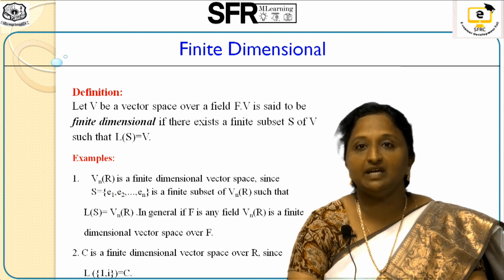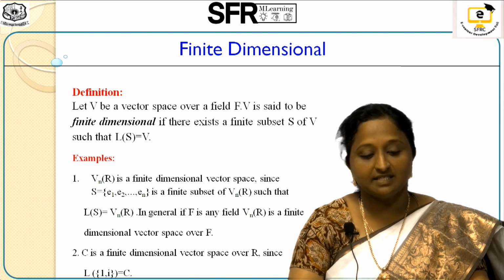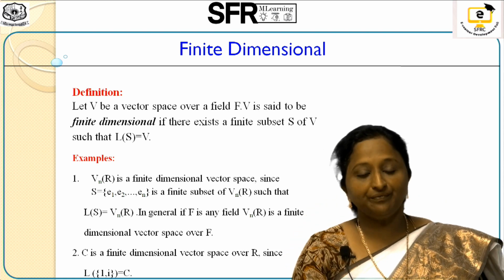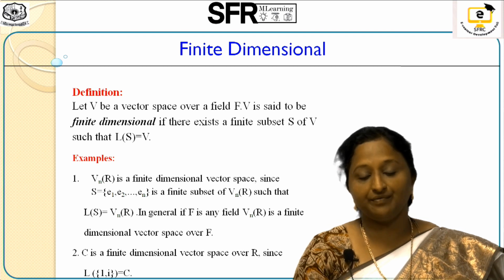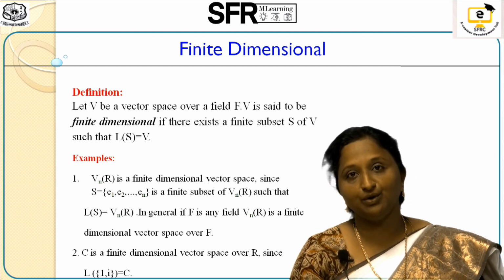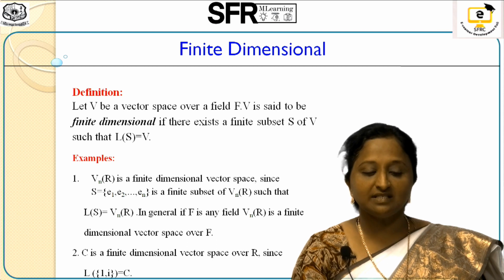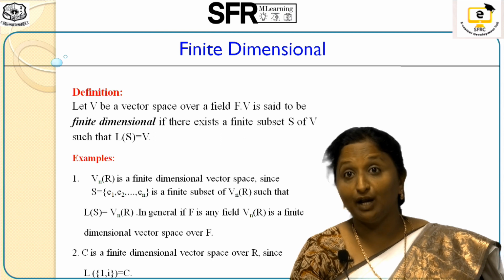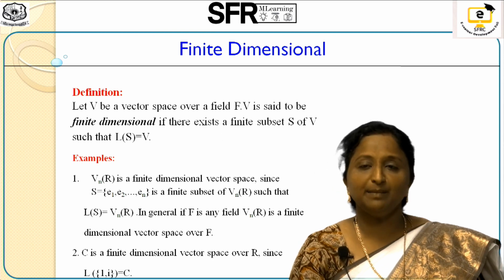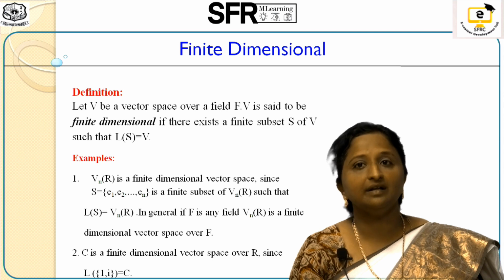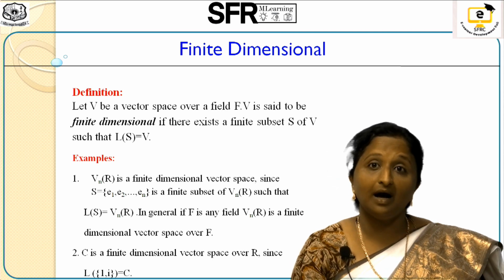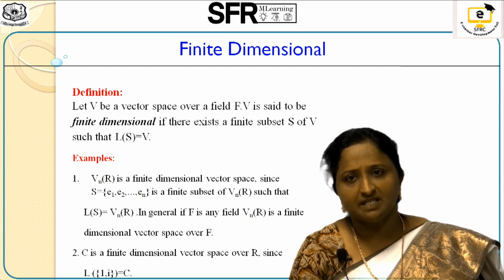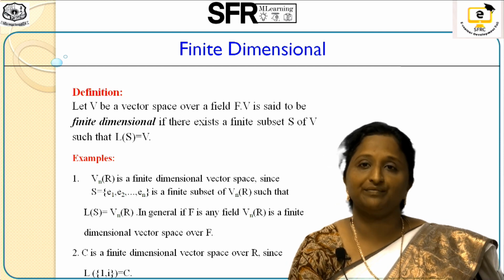A vector space V is said to be finite dimensional if there exists a finite subset S of V such that L of S is equal to V. If S is a subset of V3 of R which spans the whole space V3 of R, then the linear span is L of S equal to V3 of R. Some examples of finite dimensional spaces are V3 of R, Vn of R, and also C. The linear span of that subset spans the whole space, which is called finite dimensional.